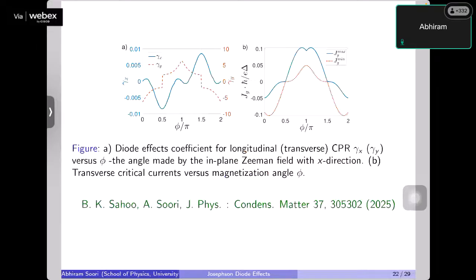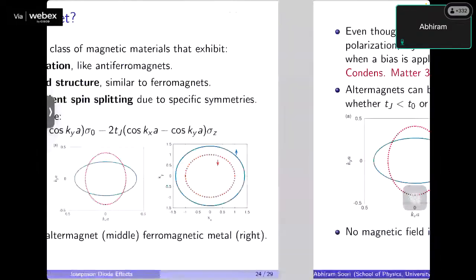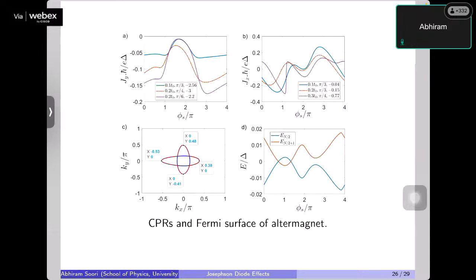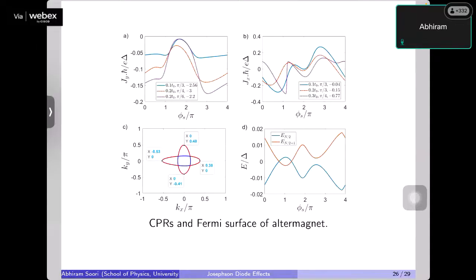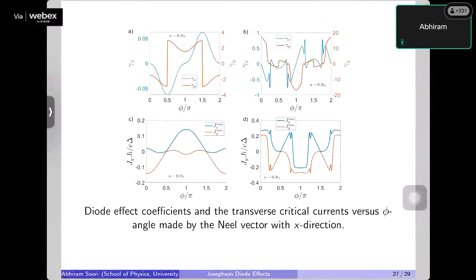This is in the Zeeman field plus spin orbit coupling, and the same thing happens in altermagnets also. If you have altermagnets plus spin orbit coupling, this is the Fermi surface. This is the current phase relation on the top, Jy versus phi s, the superconducting phase bias. And this is the Fermi surface of the altermagnet, the lower left figure. And these are the diode effect coefficients that I am showing.